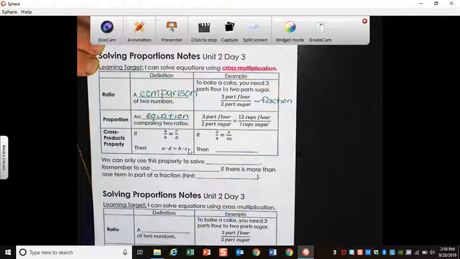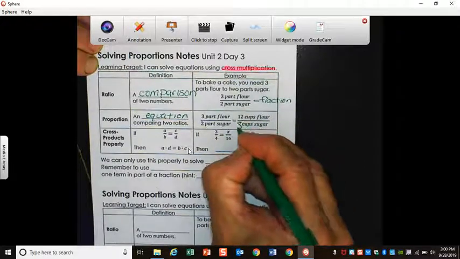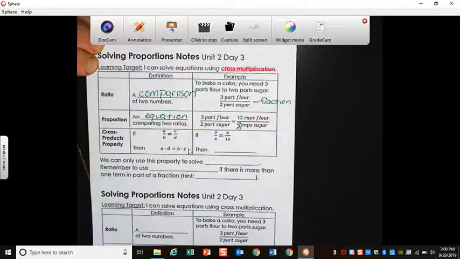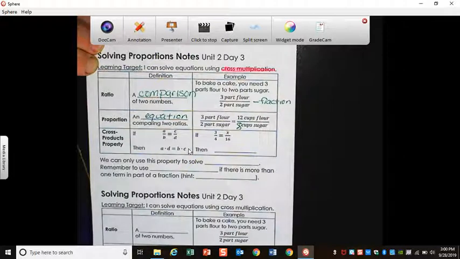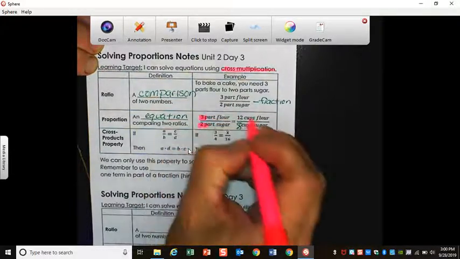So originally we had 3 parts of flour and 2 parts of sugar. Let's say we were baking 4 cakes and we needed 12 cups of flour. To get from 3 cups of flour to 12 cups of flour, we multiply by 4. What do you think we would do if we started with 2 parts of sugar and we were baking those 4 cakes? Well, if we multiplied by 4, we would get 8 cups of sugar. And those two ratios, 3 over 2 and 12 over 8, are equivalent.